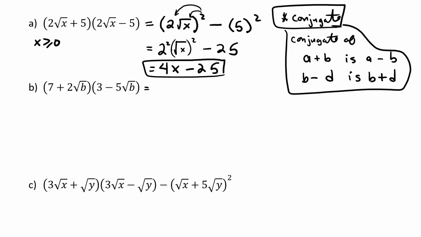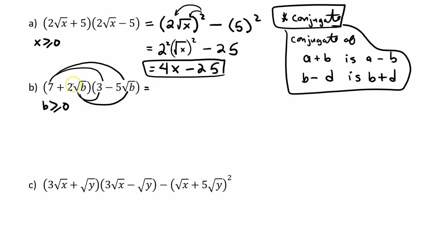What about this question? First things first, let's define what our b's can be or cannot be. So b must be greater than or equal to 0 because our radicand cannot be negative. And since it is not a conjugate, so 7 plus 2 root b is not a conjugate of 3 minus 5 root b, we have to distribute. There's no fast rule here.